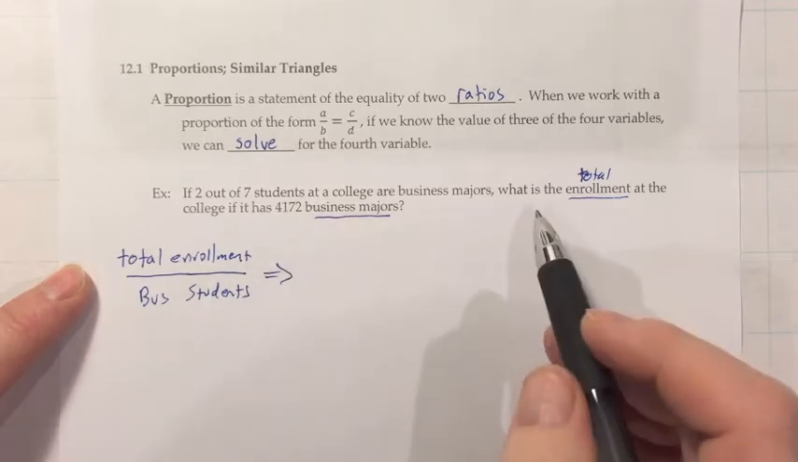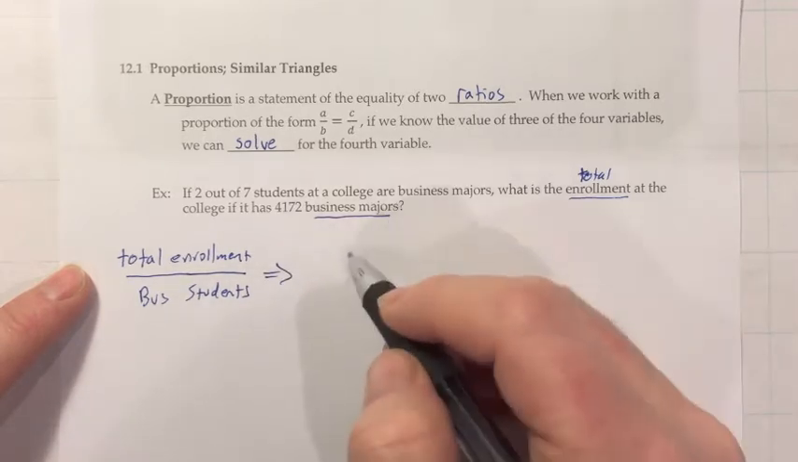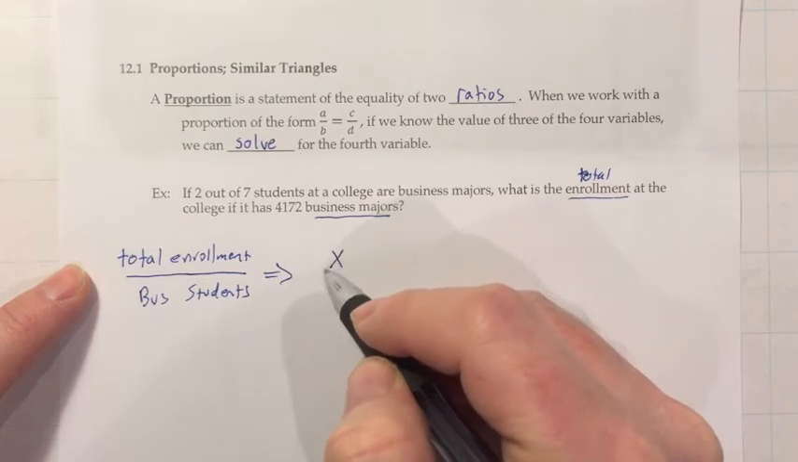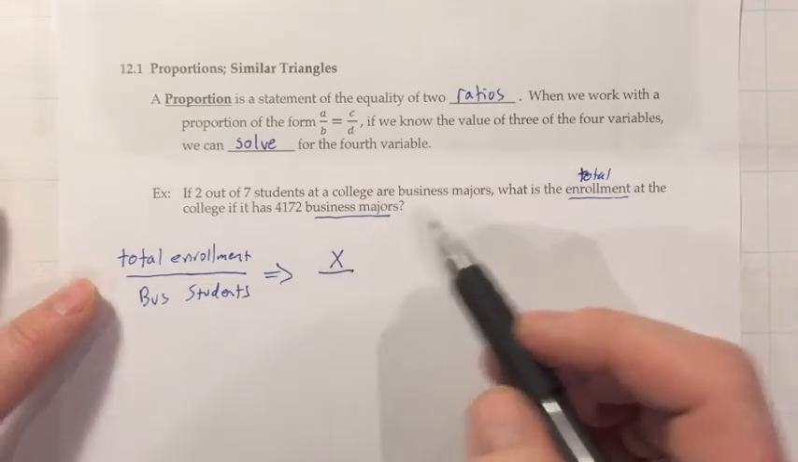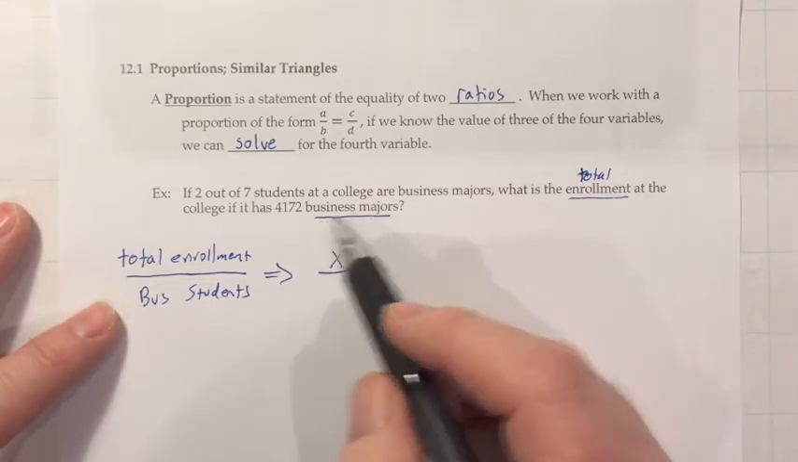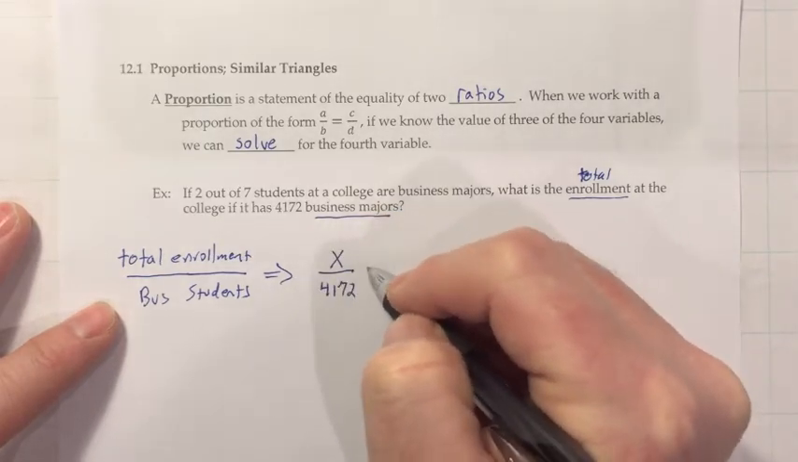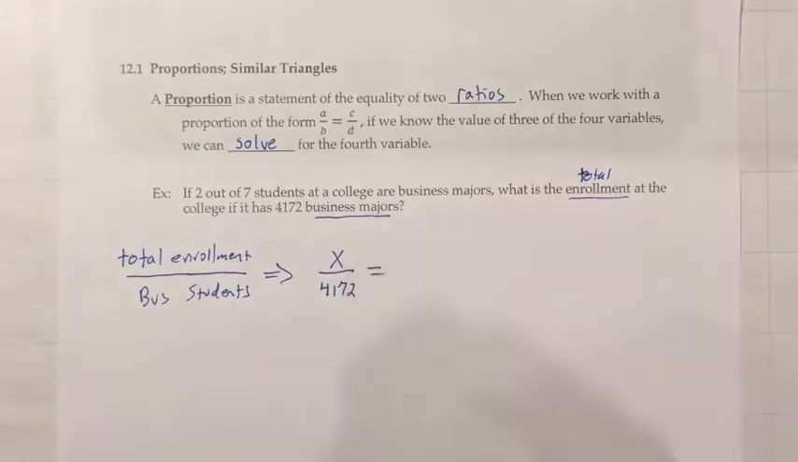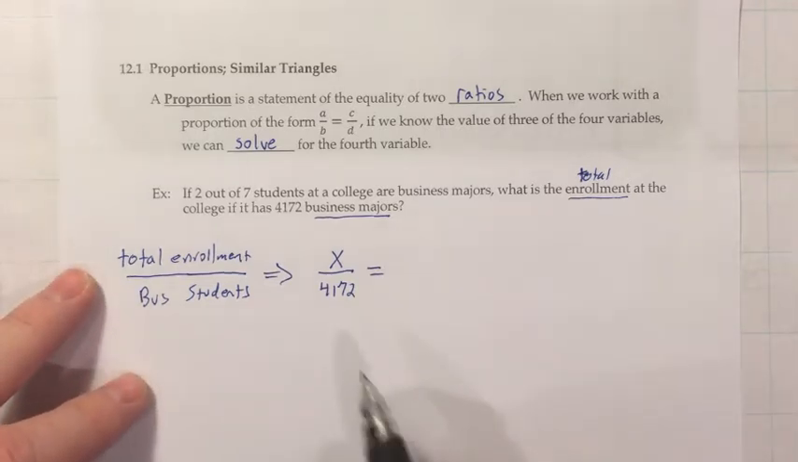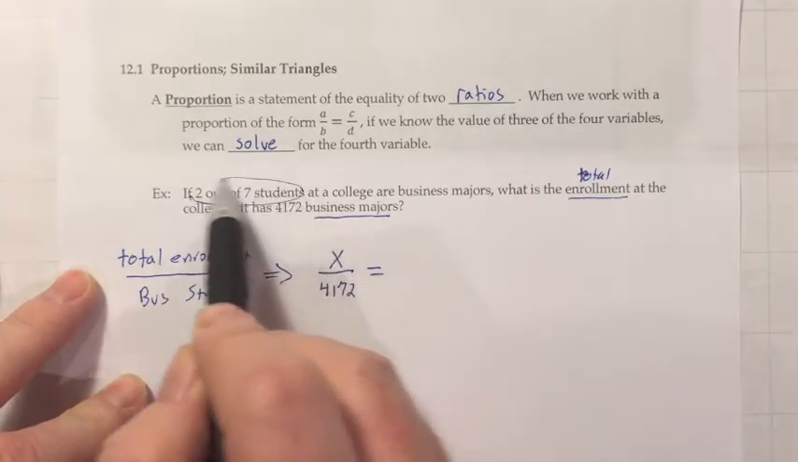And if I do that, then the thing they're asking me to find, the total enrollment, I can make that a variable and say that's x. And then I'm going to put that over the number of business majors at the school, which is 4,172. And there's one of my fractions. And I've already got the unknown in there. So now I want to set up another fraction that has no unknowns, but just numbers that are given. And we get that from right here.